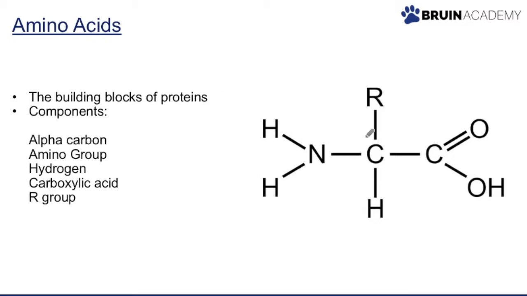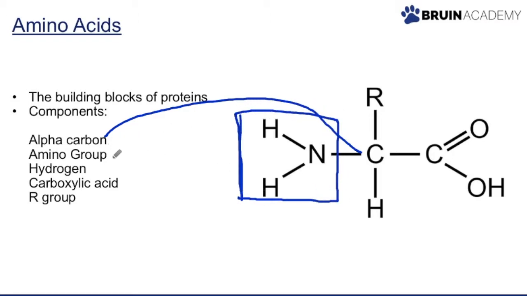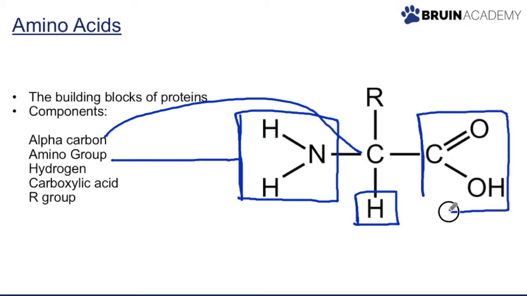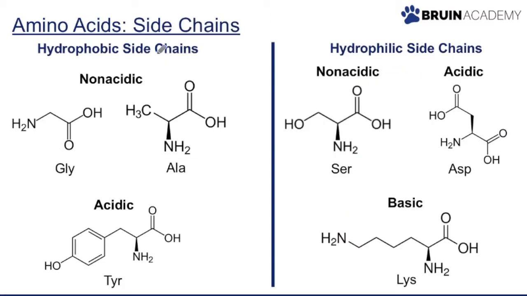So here we have the alpha carbon. So I'm going to draw a line to this one. The amino group refers to the N bonded to the two hydrogens. The hydrogen is, of course, the hydrogen here. The carboxylic acid is the C double bonded to the O and the alcohol. And the last thing is this R group here, which will be different depending on the amino acid that you're looking at. So we're going to go over the different types of amino acid side chains that exist, and the side chain is also the same thing as the R group, so this is the thing that varies across all the amino acids.